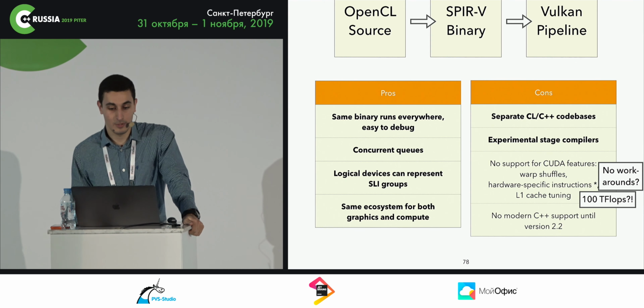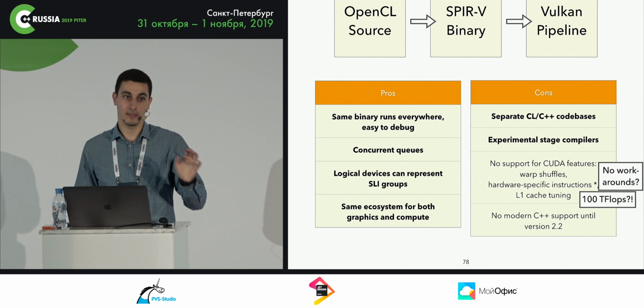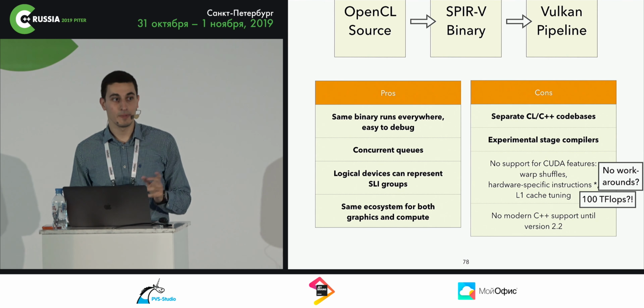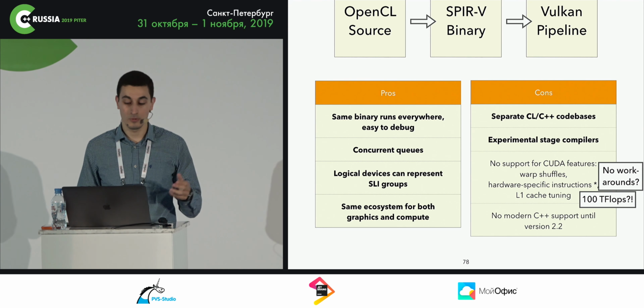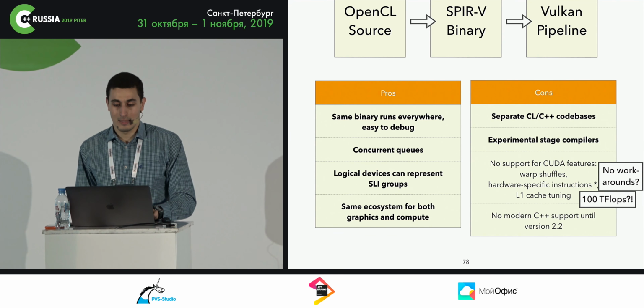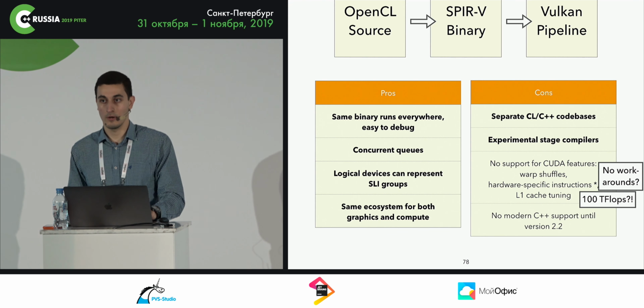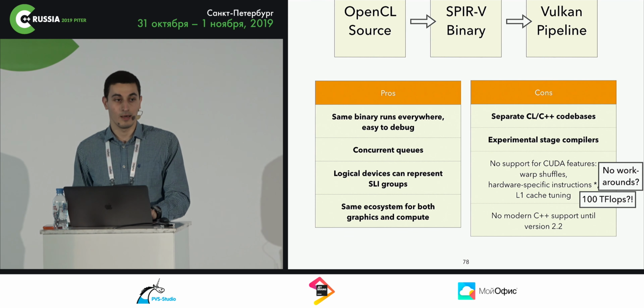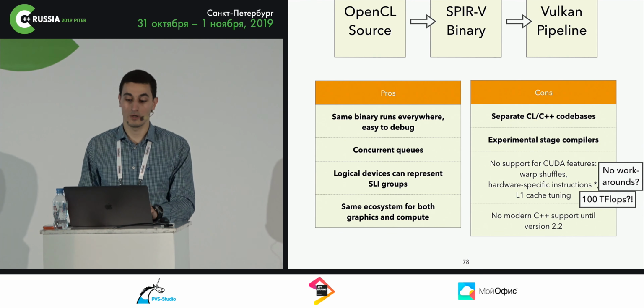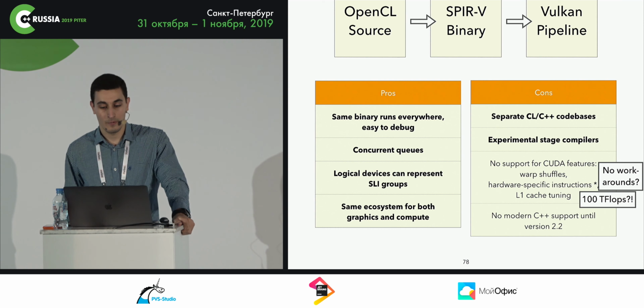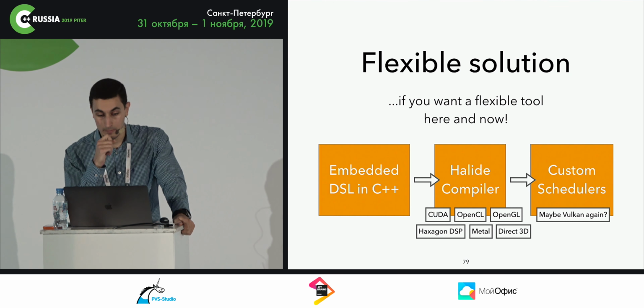The problem is that you have a separate codebase for OpenCL code and for C++, and people often don't like it. It requires some code duplication, and the compilers are kind of early stage, so the only compiler that generates SPIR-V from OpenCL is currently designed and maintained by Google. It's called CLSPV, and you can find links to it in the GitHub repo.